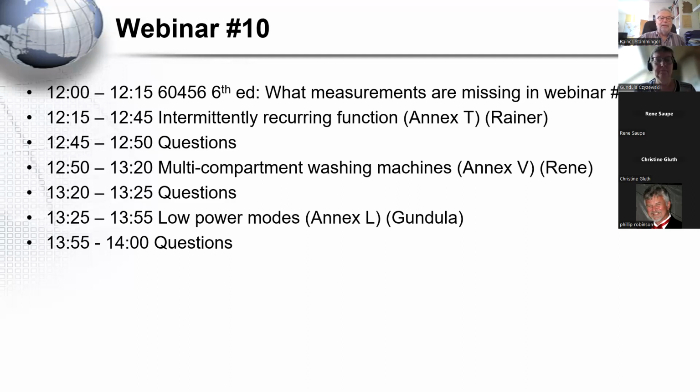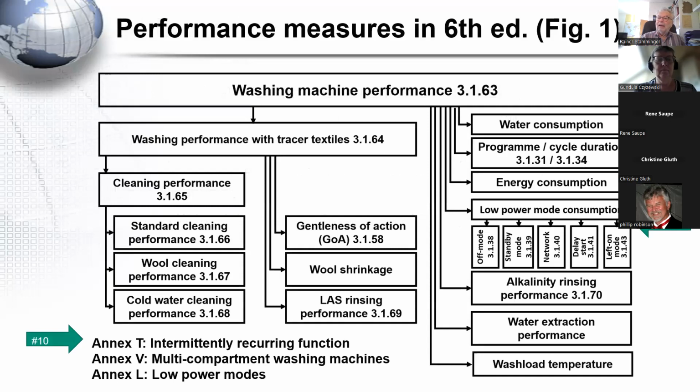So the first topic is to talk about what we did not cover in the webinars number 1 to 9. You have seen this chart, which is in the 6th edition, giving an overview. And you see we have quite a lot of different performance measures, which define the washing machine performance. And we have talked about most of those topics already.